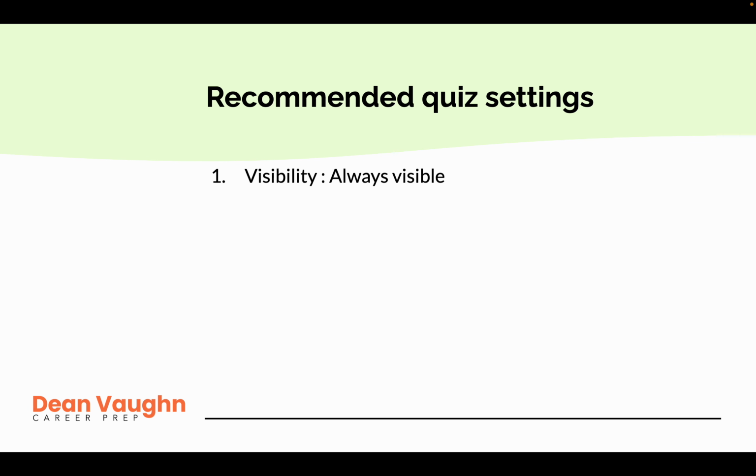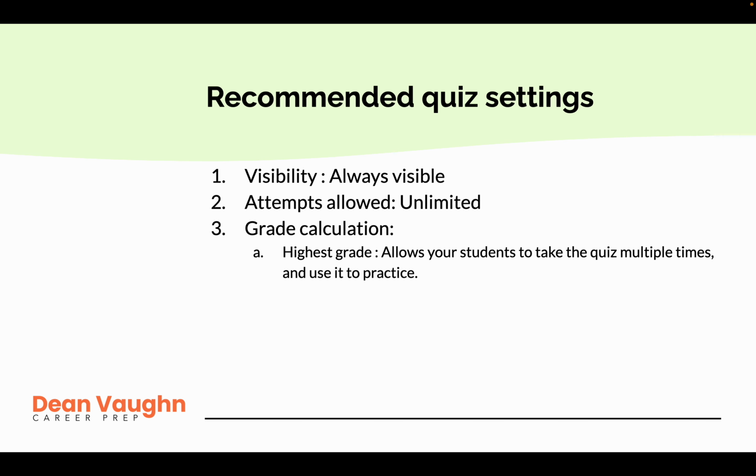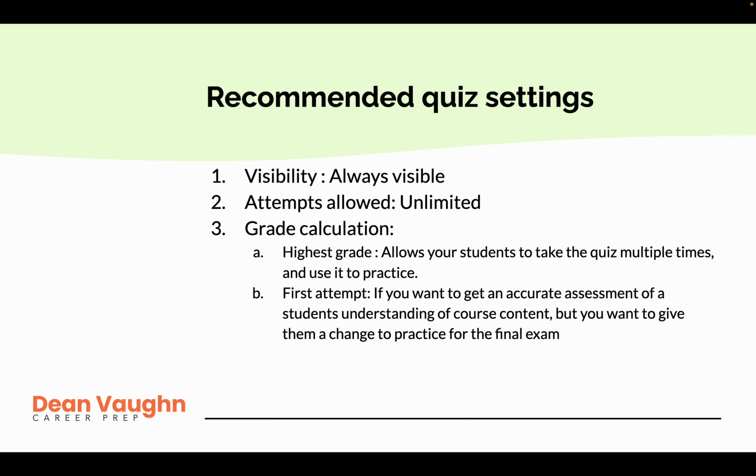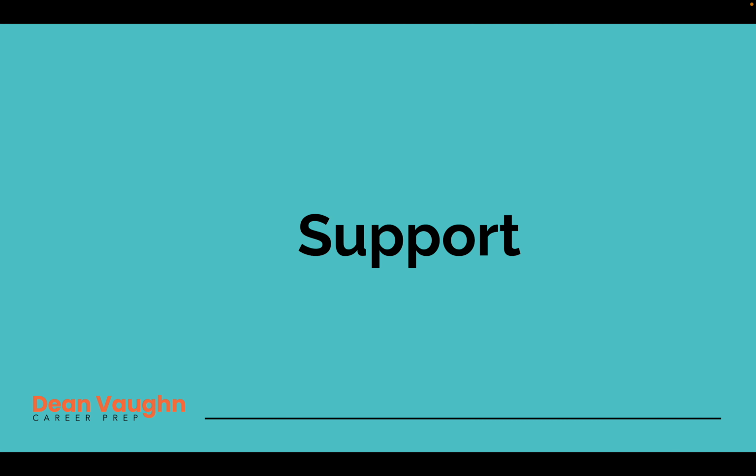Our recommended quiz settings, these are just our recommendations. Visibility, don't hide quizzes. Make sure they're always visible so students can practice. Attempts allowed, keep them at unlimited. Overall grade calculation, highest grade, allows your students to take the quiz multiple times, use it to practice. First attempt, if you want to get an accurate assessment of a student's understanding of course content, but you want to give them a chance to practice for the final test. So those would be our recommendations.